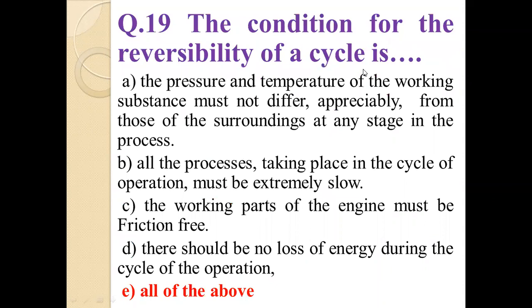The condition for the reversibility of the cycle is, see, first condition, the pressure and temperature of the working substance must not differ appreciably from those of the surroundings at any stage in the process. See friends, this is the correct condition for reversibility of the cycle. Then B, all of the processes taking place in the cycle of the operation must be extremely slow. This is also correct. Then the working parts of the engine must be friction free. This is also a correct condition.